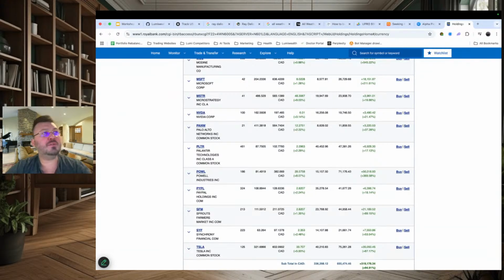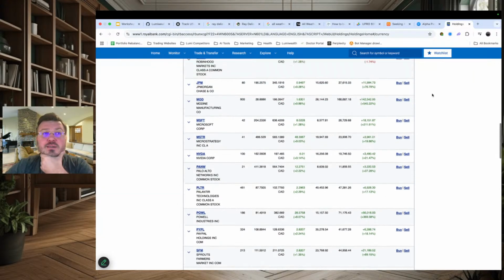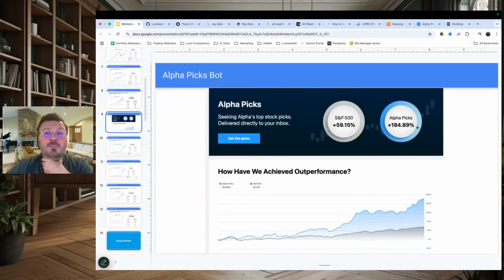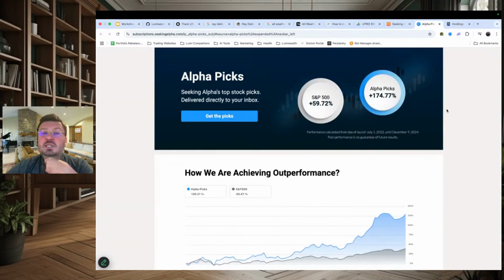So what we decided to do is basically build a bot that follows what they do, right? So instead of you having to follow their picks yourself, this will automatically follow what Alpha Picks does. So if we take a look at this, this is basically that bot, right? Actually, let's take a step back.